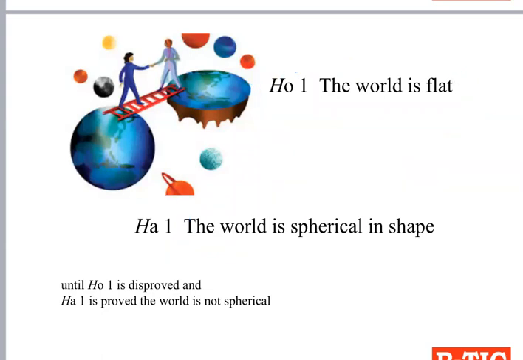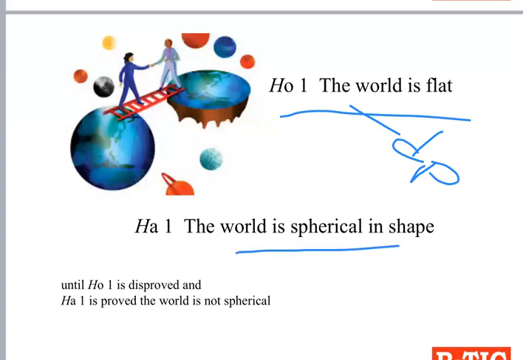Let me come again. The world was believed to be flat some years ago. And some scientist came in and proved the world is not flat. The world is spherical in shape. That is fine. To do this, you have to do basically two things. The first thing is you have to disprove the existing knowledge. The world is flat should be disproved. You have to nullify this. So your first hypothesis, H0-1, is the world is flat. This one you have to disprove. And disproving this hypothesis is not going to establish the world is spherical. You have to further prove alternatively that the world is spherical. So you have to do research on this and prove the world is spherical in shape.